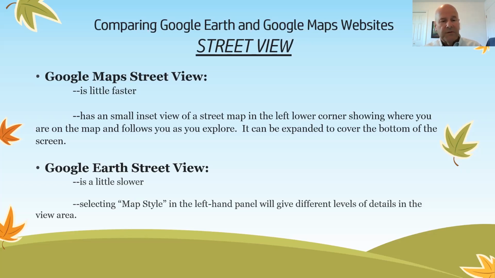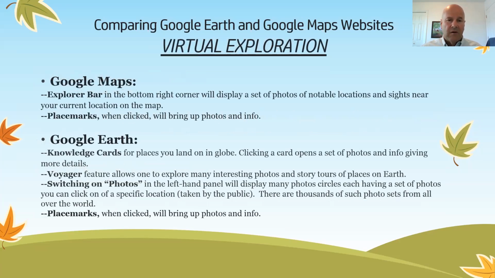Now, Google Earth Street View won't do that, but you can select different map styles and you can have different levels of details in the viewing area. Now, virtual exploration with these two websites: in Google Maps, there's an Explorer bar over in the bottom right-hand corner. That will give you a set of photos and notable locations and sites near your current location on the map. And there are also place marks, which if you click on will bring up photos and info.